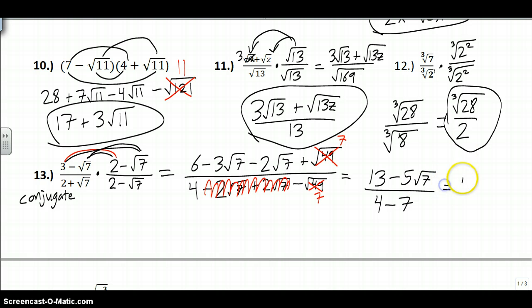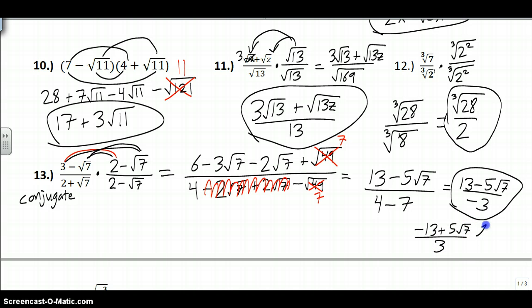Okay. Anyway, you get 13 minus 5 square root of 7 over negative 3, and that would be just fine with me. If you put negative 13 plus 5 square root of 7 over 3, either answer would be the same. I'd be okay. Wouldn't matter to me. Okay.